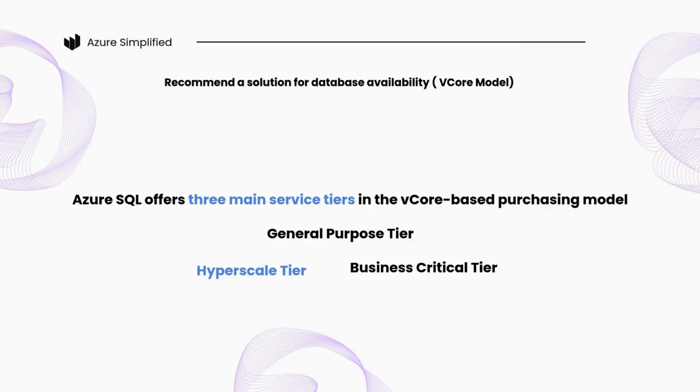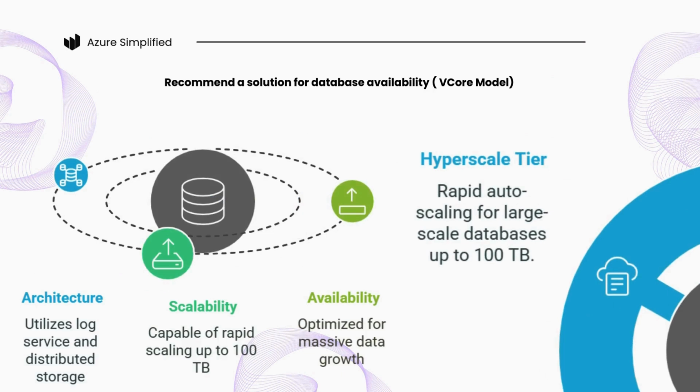3. Hyperscale Tier. 1. Uses a log service and distributed storage architecture. 2. Best for large-scale databases needing rapid auto-scaling, up to 100 terabytes. 3. Availability, similar to general purpose but optimized for massive data growth.